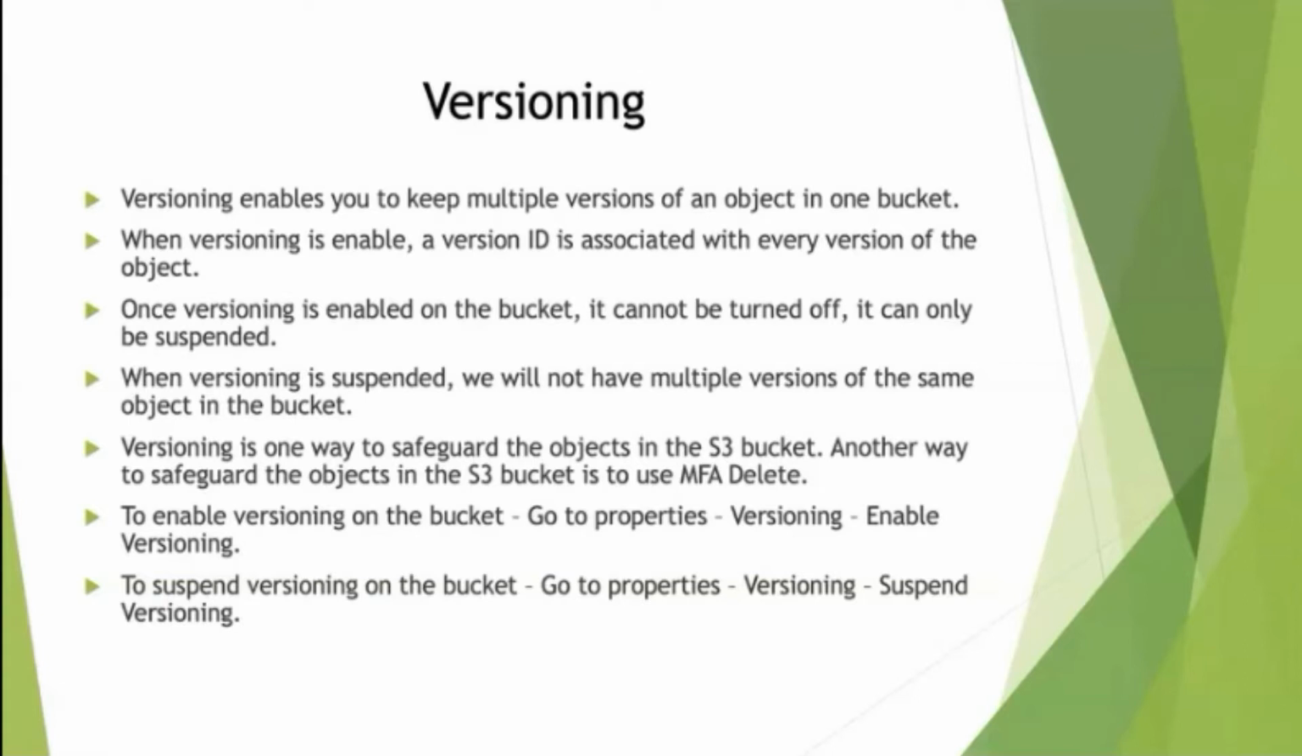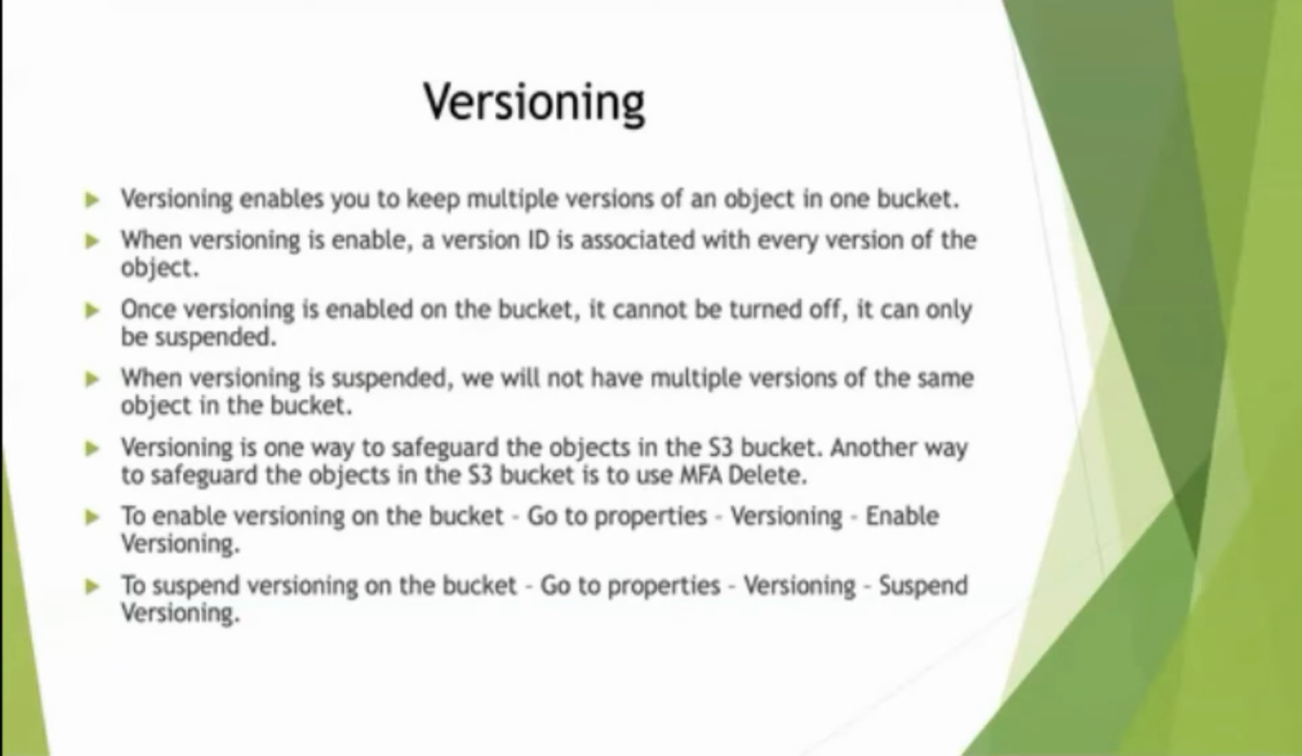Okay. And versioning is one way to safeguard your objects in the S3 bucket. If people try to update an object, or try to delete an object, you will still have previous versions of that object existing in the S3 bucket. Another way to safeguard your objects in the S3 bucket is to use MFA delete. You can associate MFA with your objects, so if anyone would like to delete an object, they will have to present a 6-digit code in order to delete it, which is another way to safeguard your objects.